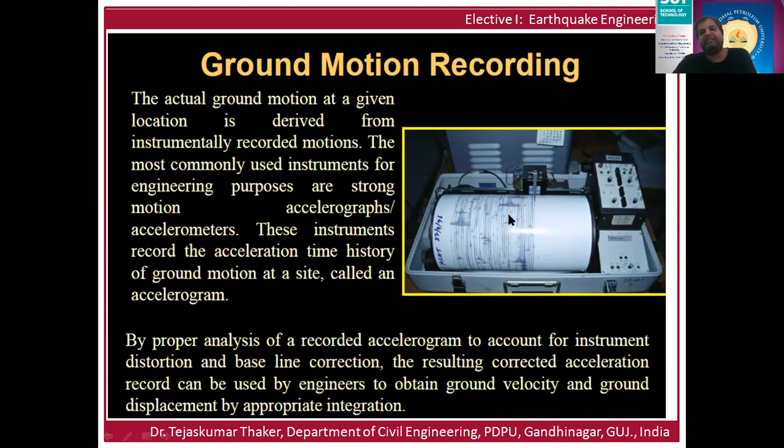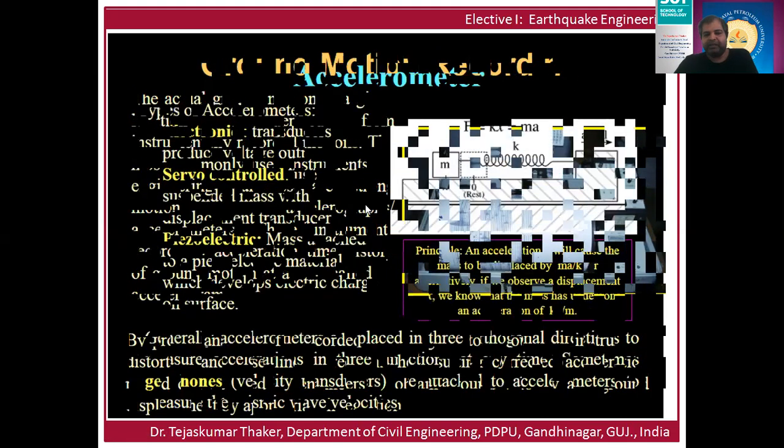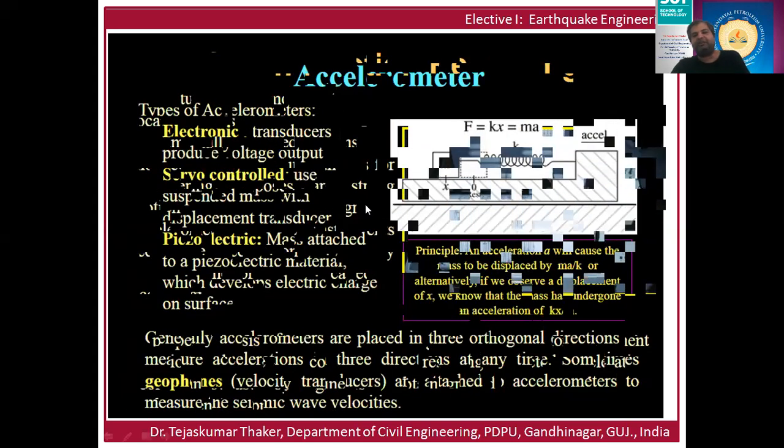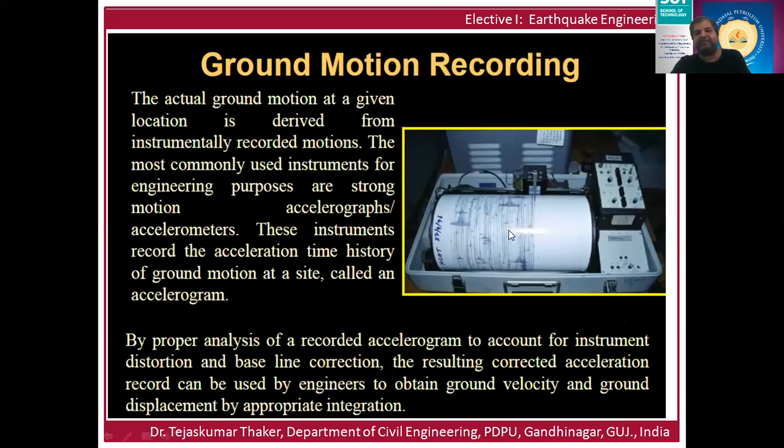And you can find out from this particular type of recording. So this is a common terminology. This is a horizontal seismograph. Same way, there is a vertical seismograph in which this drum becomes vertical, and it will record the vertical component of the earthquake. The same way, if you put it in different horizontal directions, it will measure the north-south as well as the east-west component. So the actual ground motion at a given location is derived from the instrumental recorded motion.